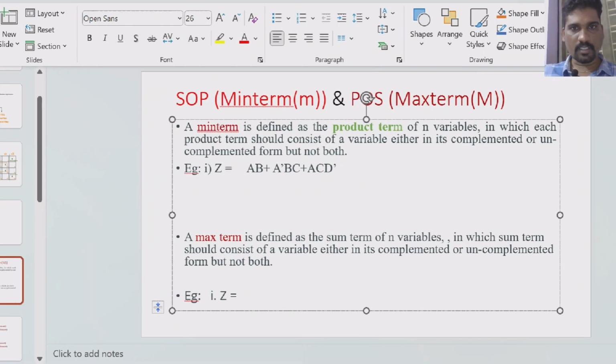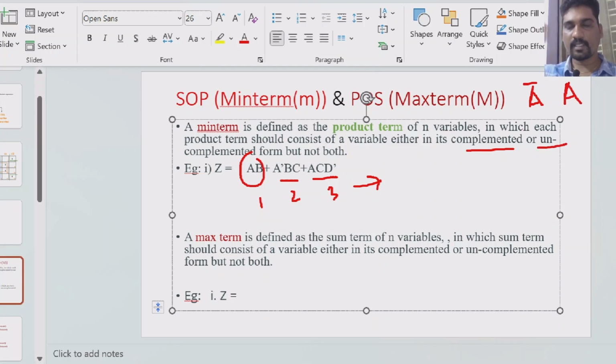Then one more thing in the definition: in each product term, whether the first, second or third, the variable should appear either in complemented form or uncomplemented form. Complemented form means something like A bar, and uncomplemented form means something like A. A bar means complemented form, A means uncomplemented form, but not both. What is the meaning of this?